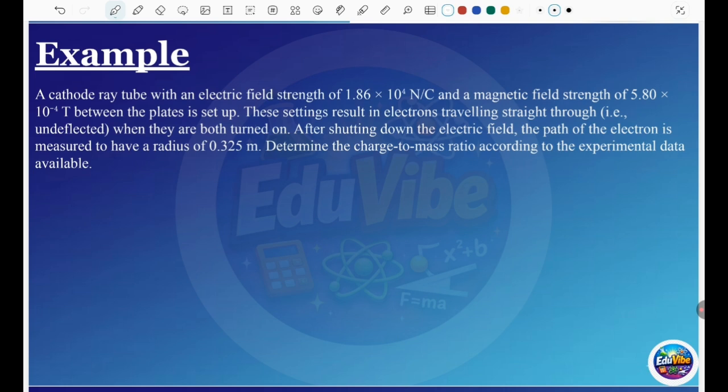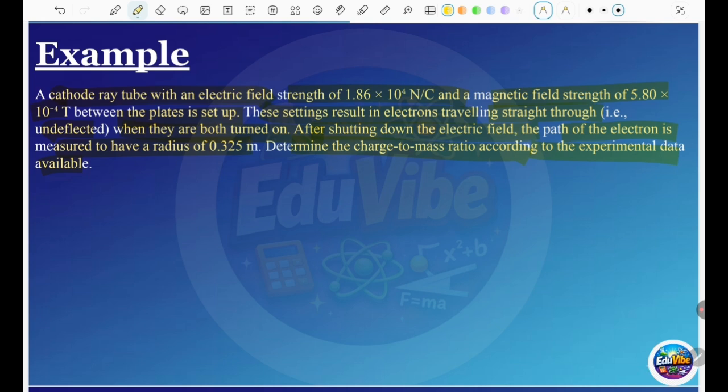We have to look at an example for the charge to mass ratio. You can commonly get questions from here. The question says there is a cathode ray tube with an electric field strength and a magnetic field strength between the plates. These settings result in the electron traveling straight through, undeflected, when both are turned on. After shutting off the electric field, the path of the electron is measured to have a radius of 0.325 meters. Determine the charge to mass ratio according to the experimental data.